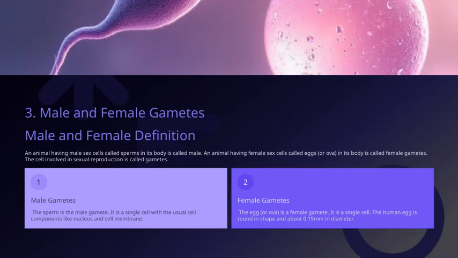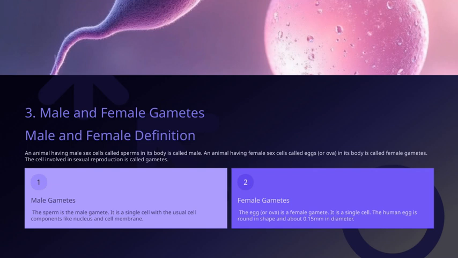Let's talk about male and female gametes. First, what do we mean by male and female animals? A male animal is one that has male sex cells called sperms, which are produced and present in its body. On the other hand, a female animal has female sex cells known as eggs or ova inside her body. These gametes are essential for sexual reproduction because they combine to form a new organism.